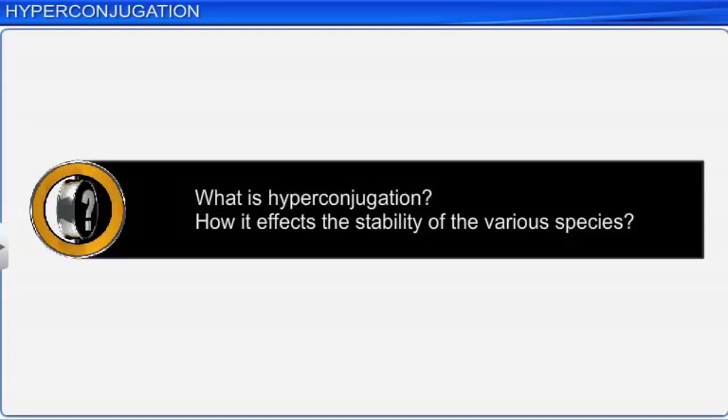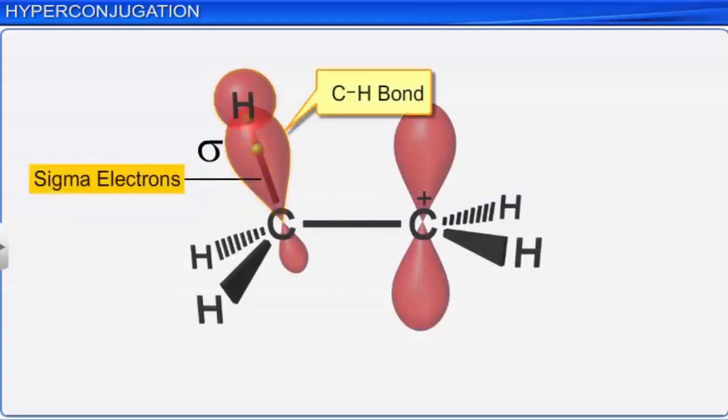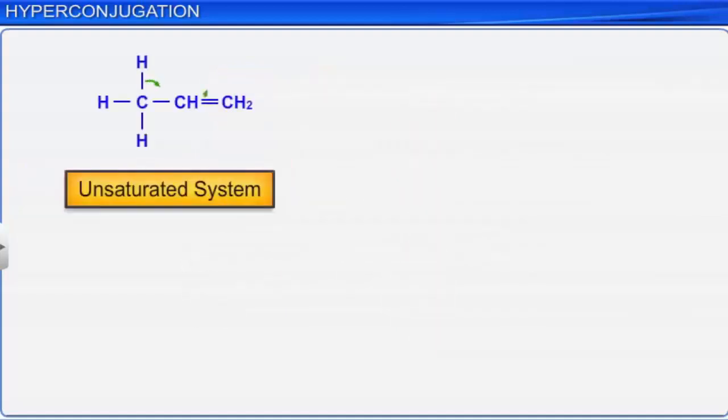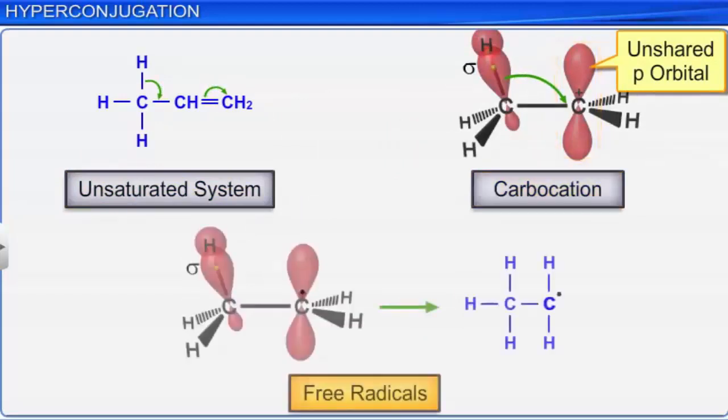Let's learn what hyperconjugation is and how it affects the stability of the various species in detail. A general stabilizing interaction which involves the delocalization of sigma electrons of a CH bond of an alkyl group directly attached to an unsaturated system or to a species with an unshared p orbital, such as carbocations or free radicals, is known as hyperconjugation. Hyperconjugation is a permanent effect.